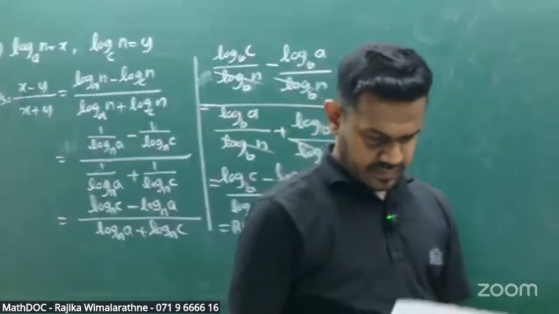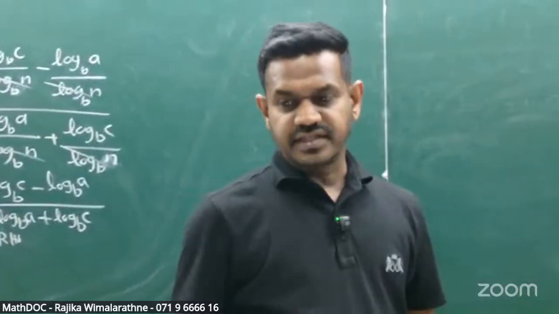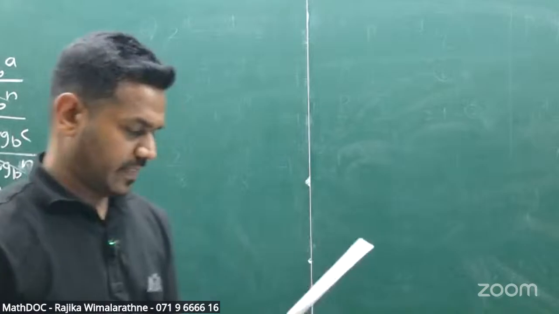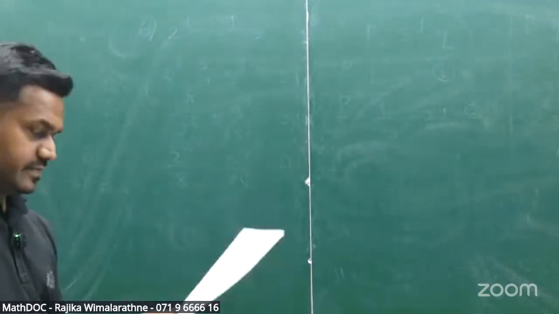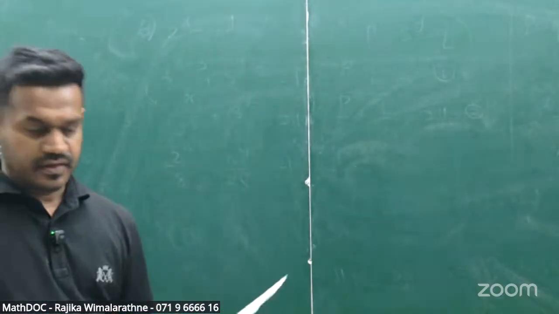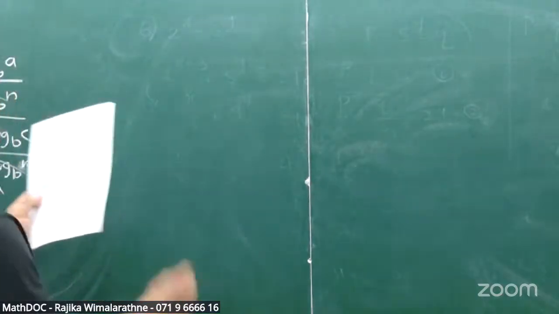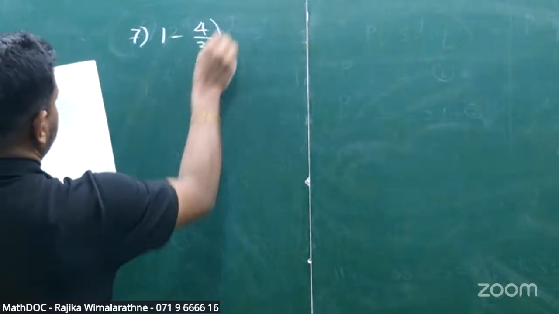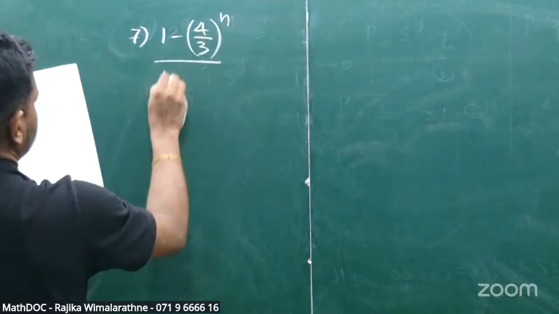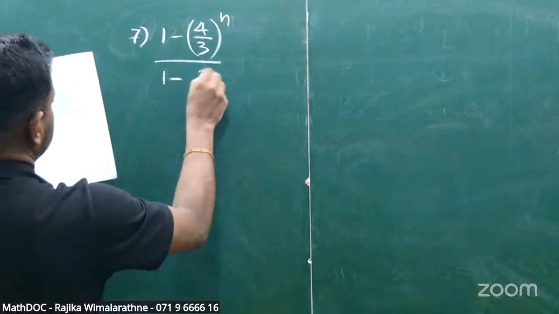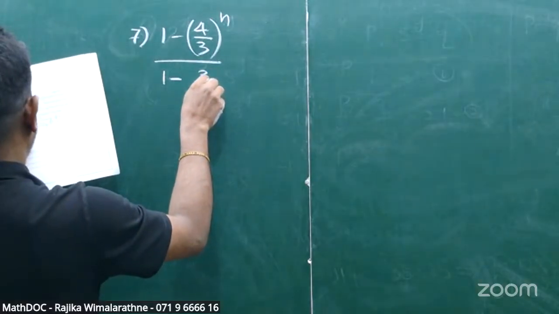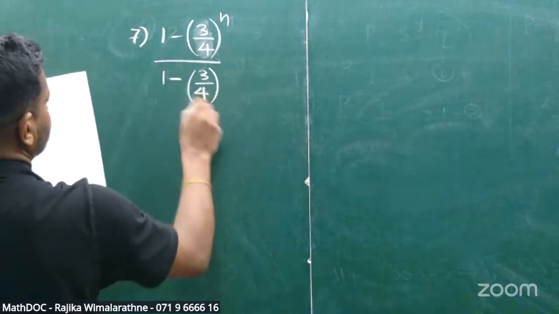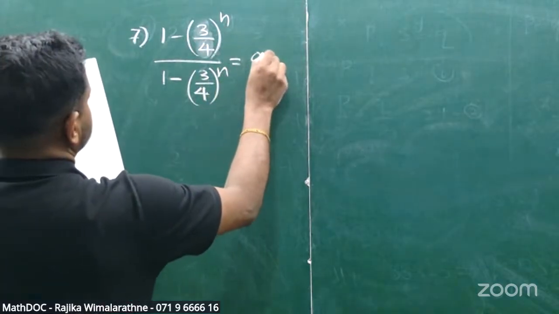Okay. Now, question number 7. If you have a problem, just ask me. Question number 7. 1 minus 4 over 3 to the power n, 1 minus 3 over 4 to the power n equal 0.28.